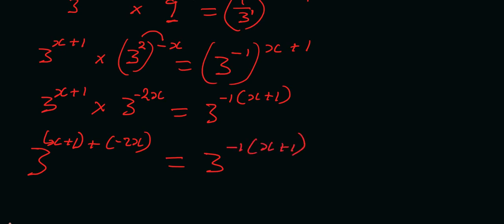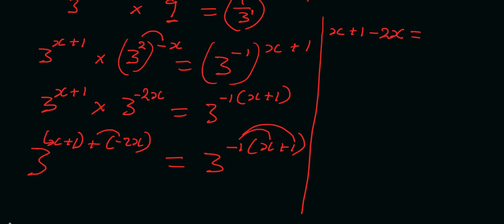x plus 1. So at this point you can see that we have the same base on both sides, so we are going to equate the exponents. So when we do that, we're going to have x plus 1. Positive times negative is negative, so minus 2x is equal. Let's distribute this negative 1 into the contents of the parentheses. So negative 1 times x is negative 1x, and negative 1 times plus 1 is going to give you negative 1.